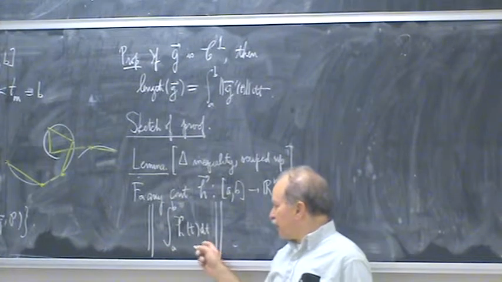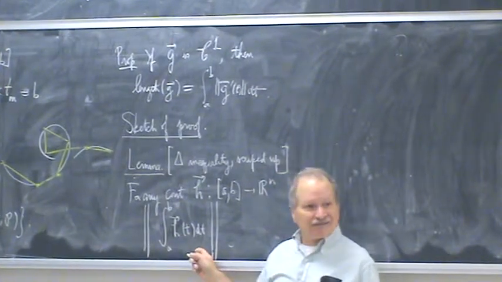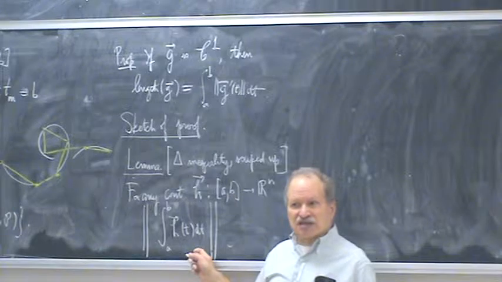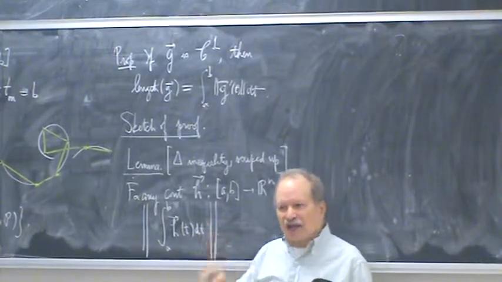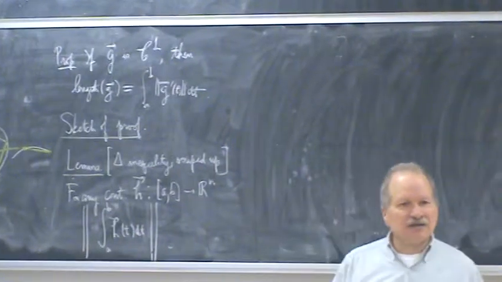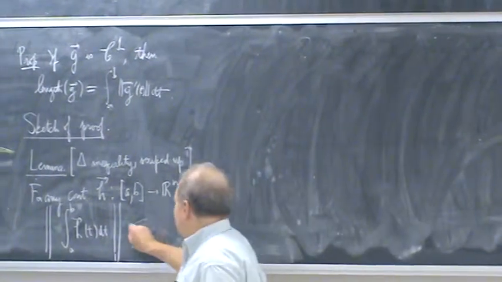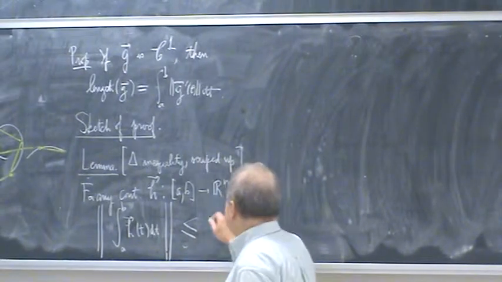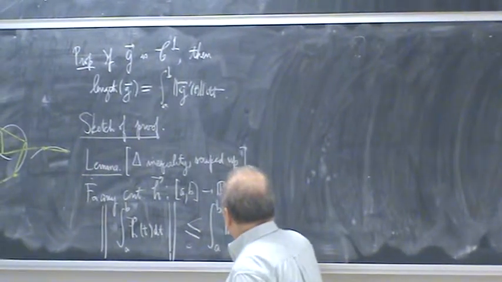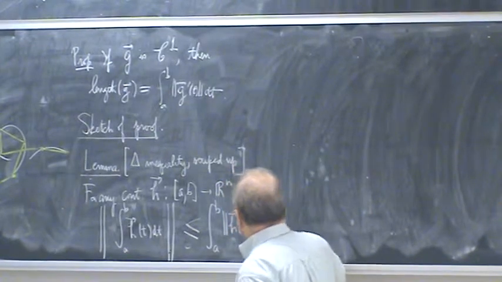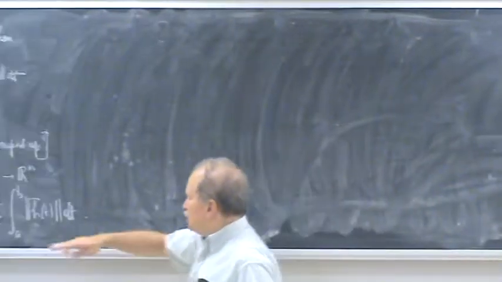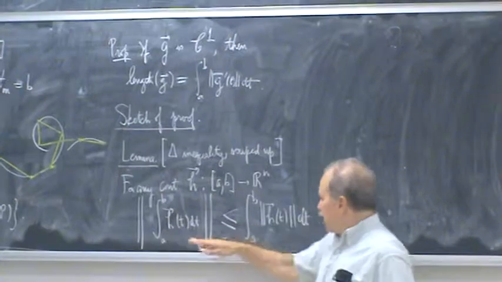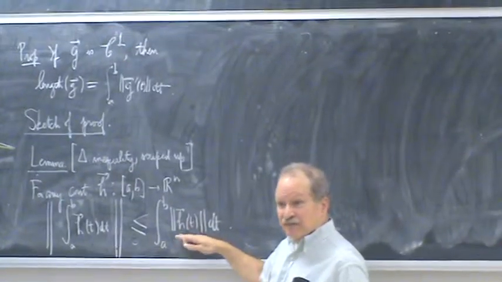So this is like doing the length of a sum of vectors, right? You think of integrals as generalizations of sums. What do we know about the length of a sum of vectors? Less than or equal to the sum of the lengths. That's what you get. So for any continuous function, you can integrate and then take the magnitude of the integral, and that's less than or equal to integrating the magnitude.